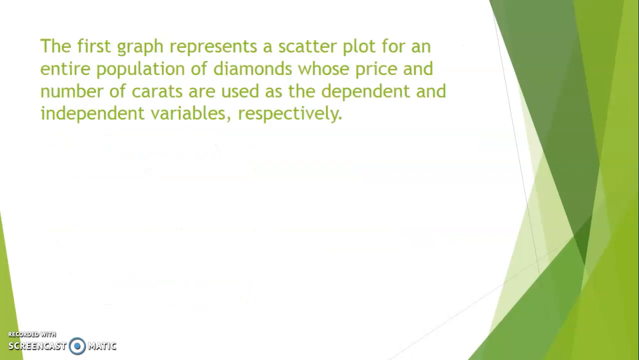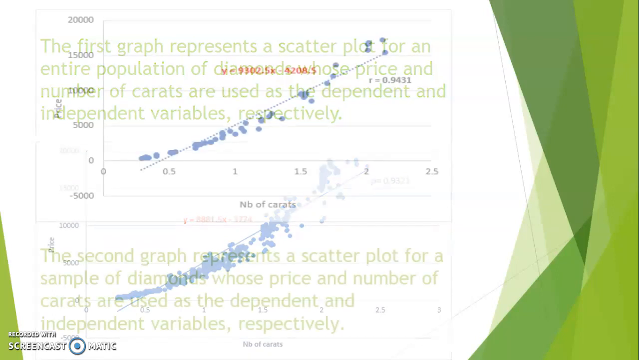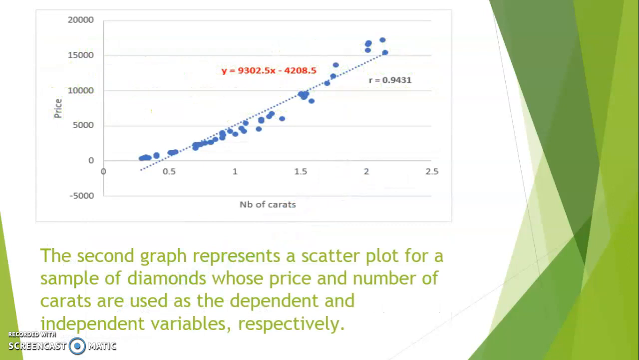So the first graph actually represents a scatter plot for an entire population of diamonds whose price and number of carats are used as the dependent and independent variables respectively. In contrast, the second graph represents a scatter plot for a sample of diamonds whose price and number of carats are used as the dependent and independent variables respectively as well.